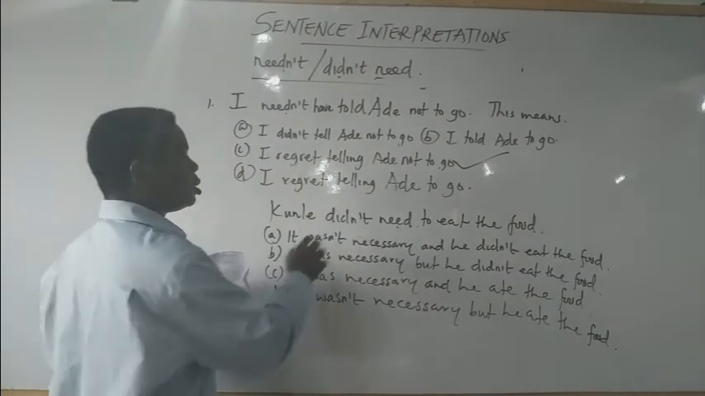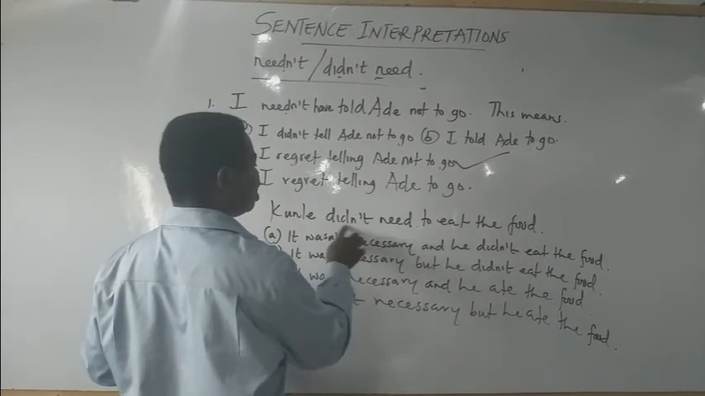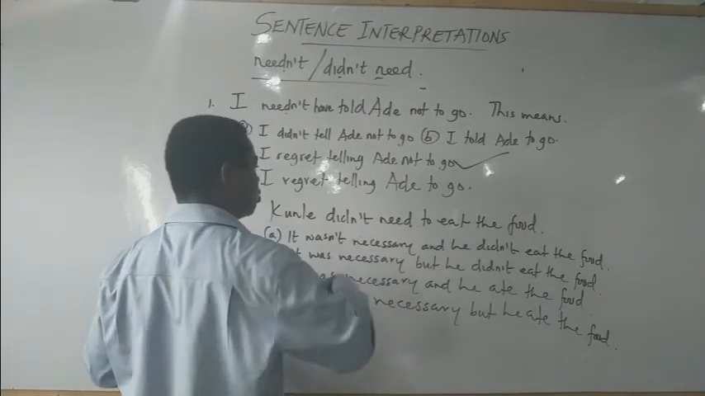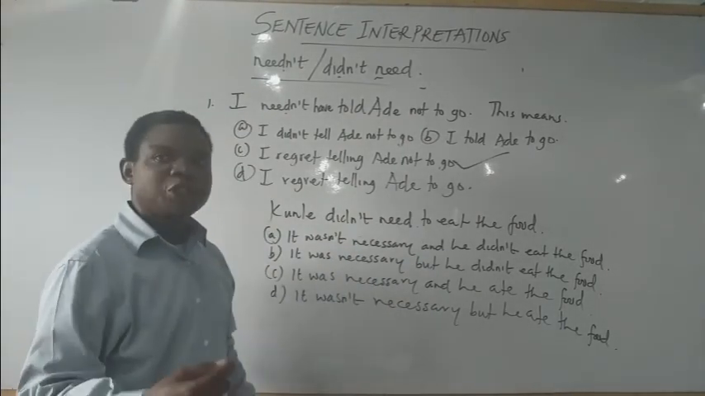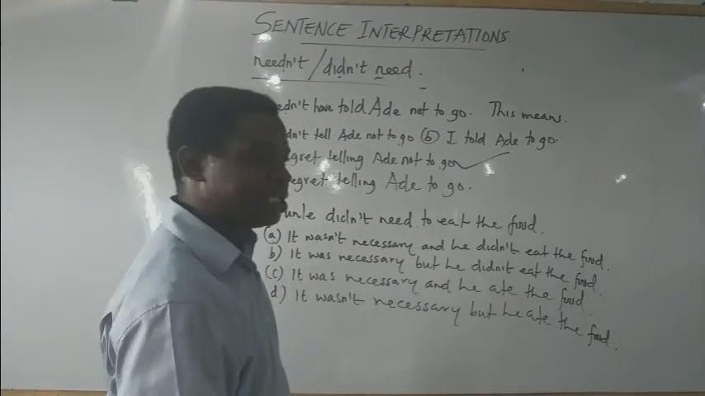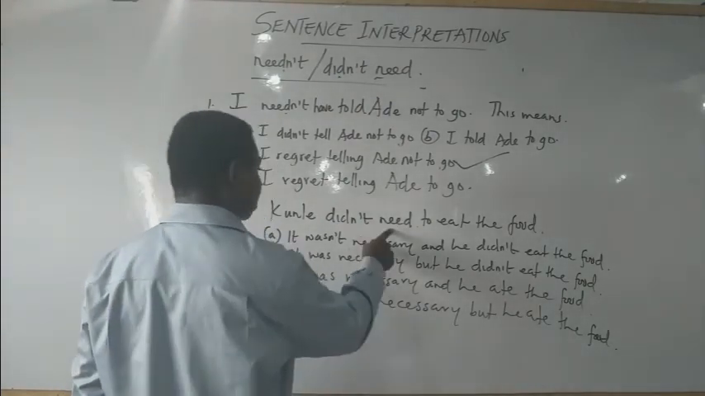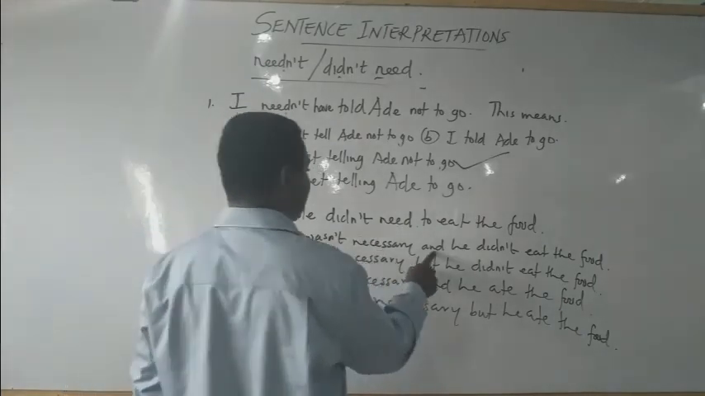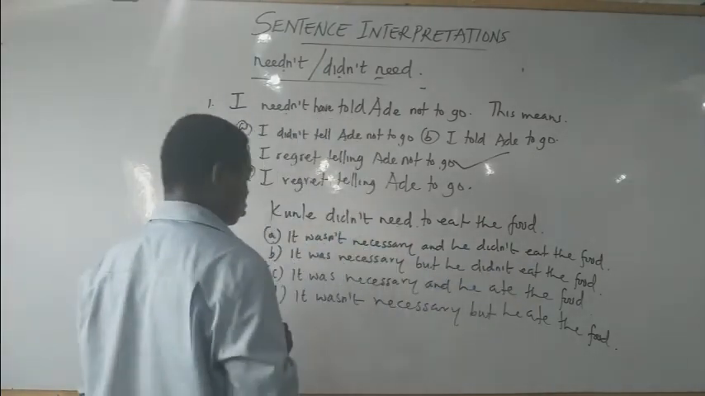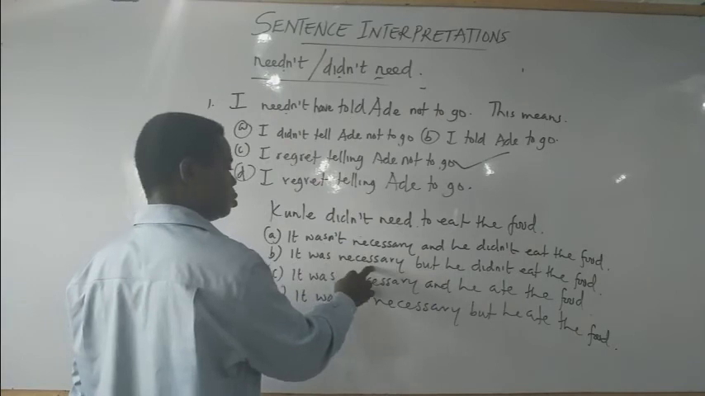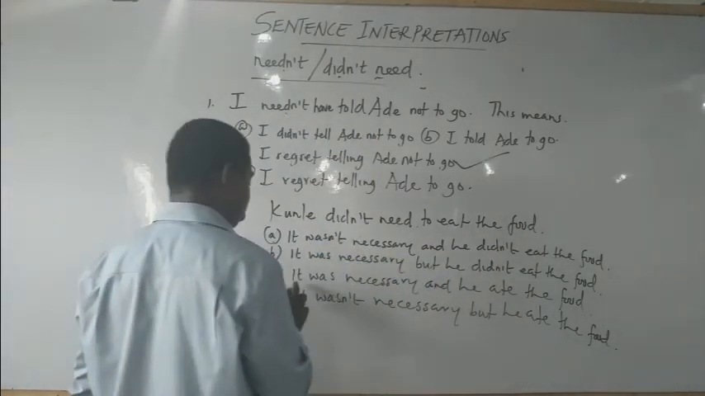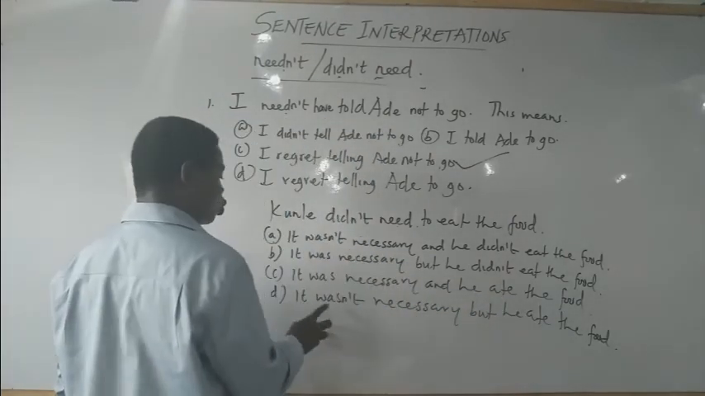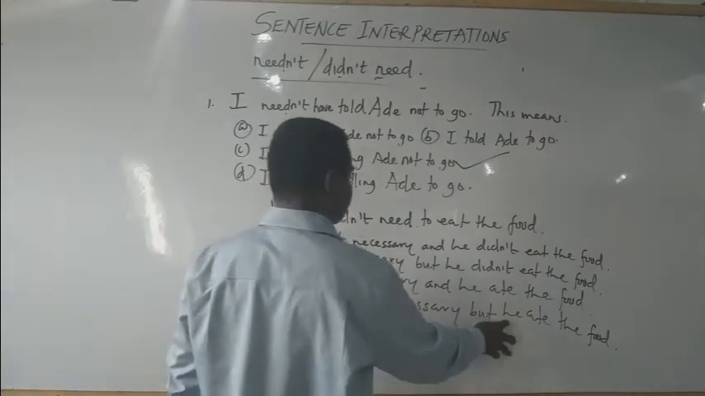When didn't need or needn't is used, it shows an action that is not necessary, but that action is performed. The action is not necessary, but you went ahead and performed it. That's the meaning of didn't need or needn't. Now check. It wasn't necessary and he didn't eat the food? That's wrong. It was necessary, but he didn't eat the food? That's wrong. It was necessary and he ate the food? No, that's wrong. It wasn't necessary, but he ate the food. That's correct.